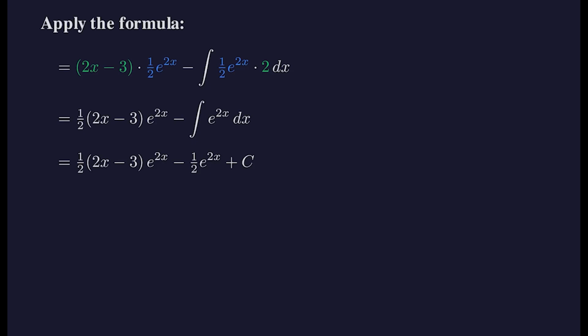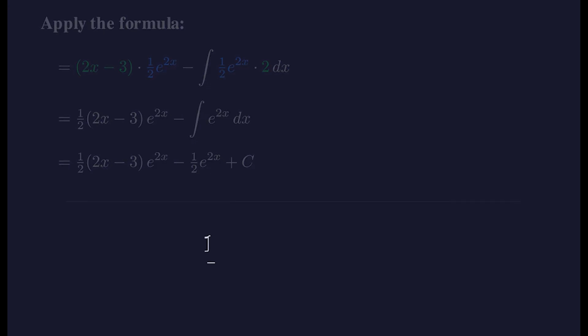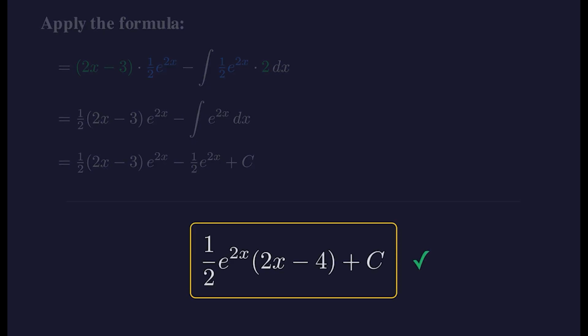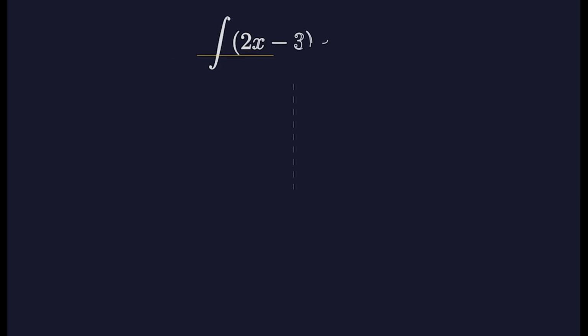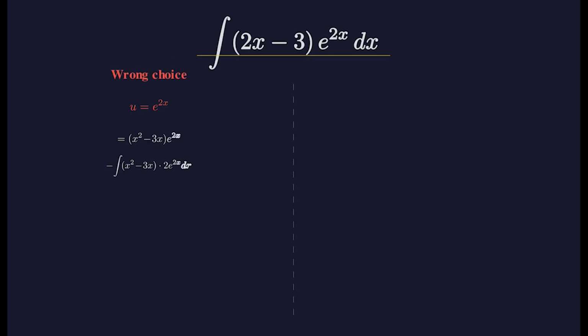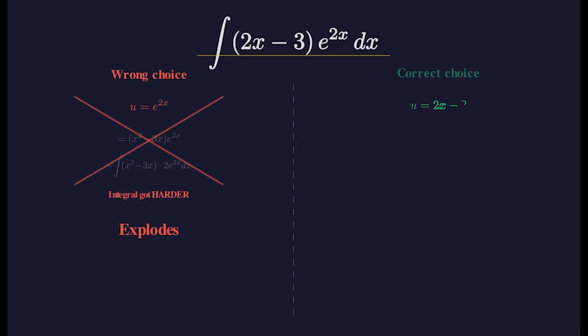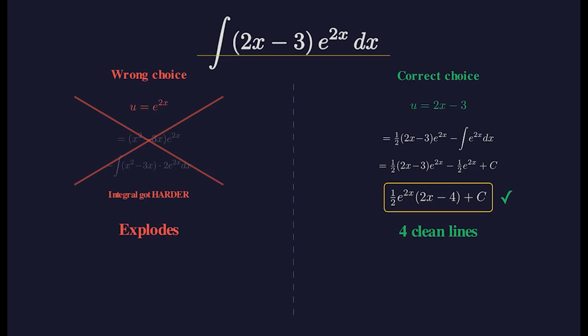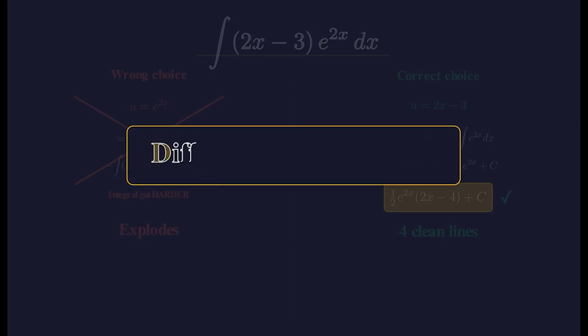Cleaning this all up, we get a half e to the 2x times 2x minus 4 plus c. And as you can see, when we compare the two answers here, we have the same answer. One approach explodes, the other resolves in 4 lines. That's the power of LIATE, okay? So the principle here is to differentiate to simplify.